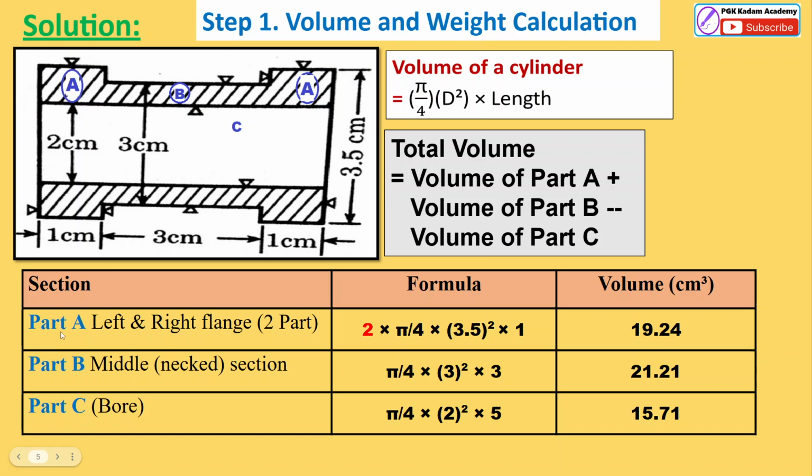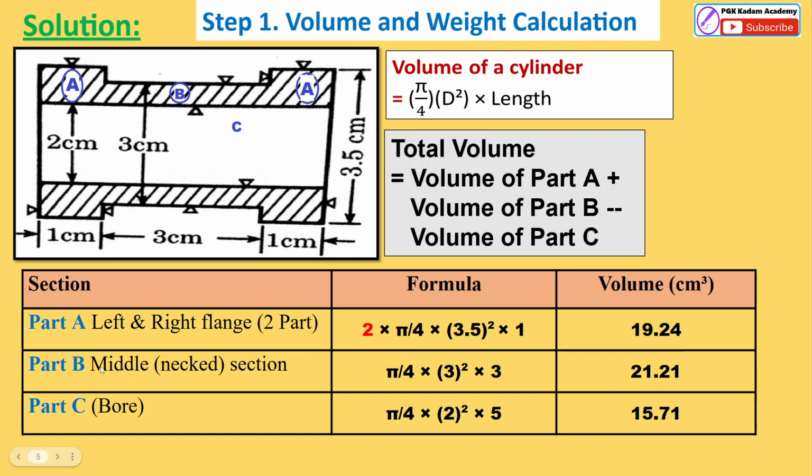This is section part A, the left and right sections. There are 2 parts. So it is pi by 4 d square into L, that is 3.5 square, the diameter for part A, multiplied by length 1. All these dimensions are multiplied by 2. So for twice the volume we get the value 19.4 centimeter cube.